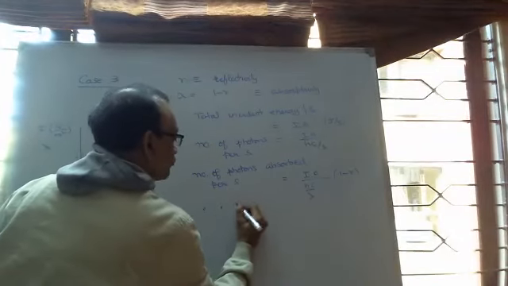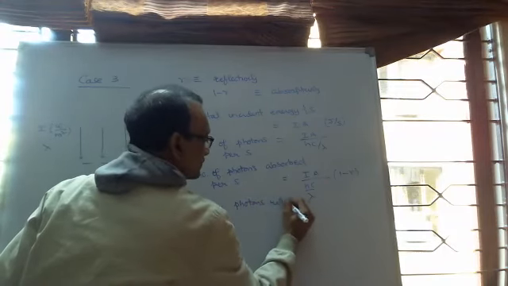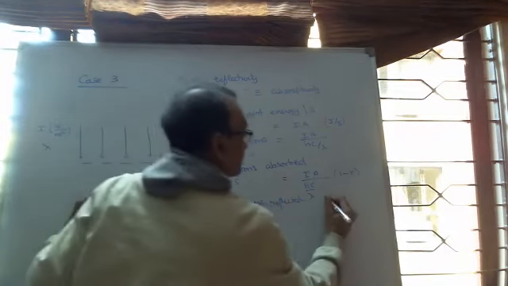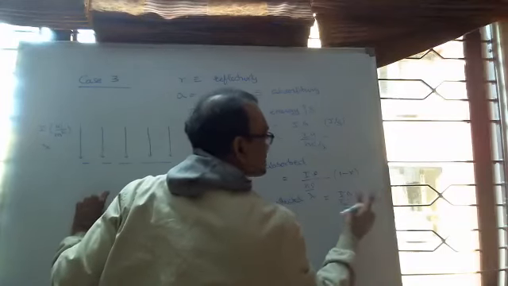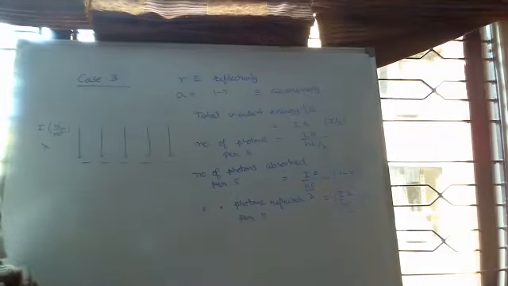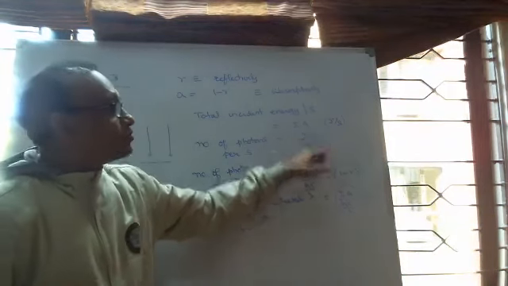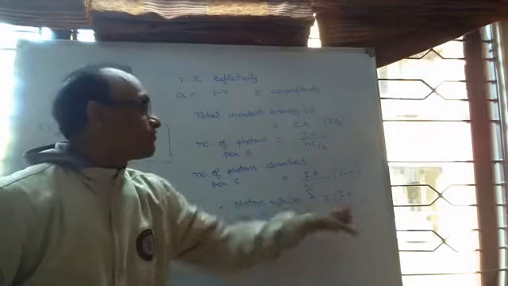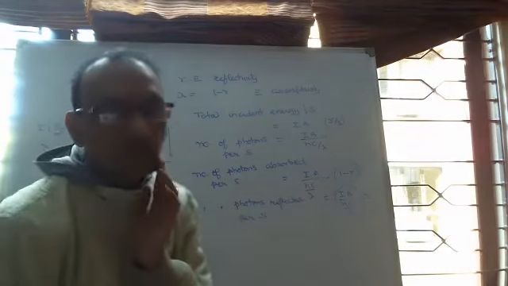Number of photons reflected per second कितना होगा? IA by hc by lambda into r. R is the fraction of the photons that are reflected. 1 minus r is the fraction of photons that are absorbed. Total photons गिर रहा है per second, उसमें इतना 1 minus r fraction absorb हो रहा है, r fraction reflect हो रहा है, right?